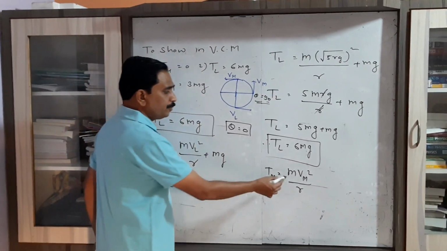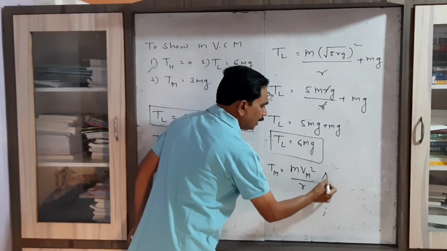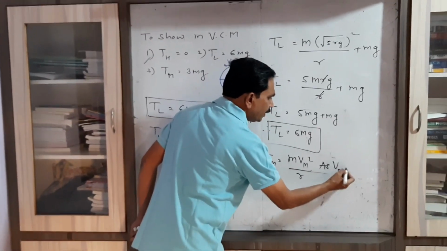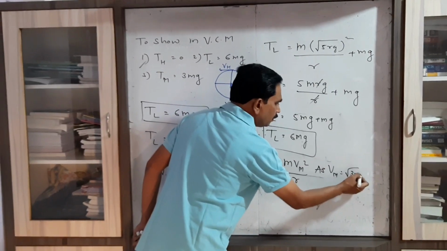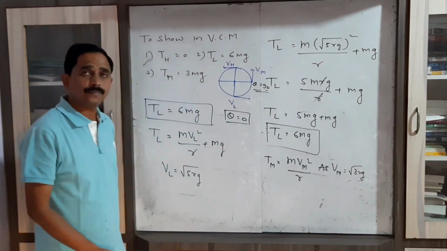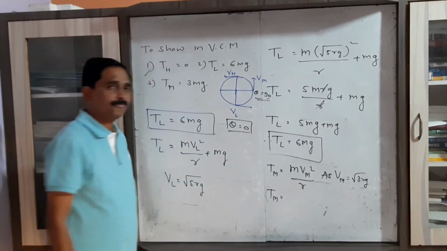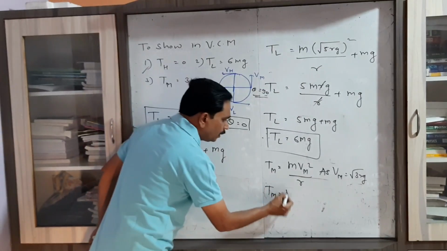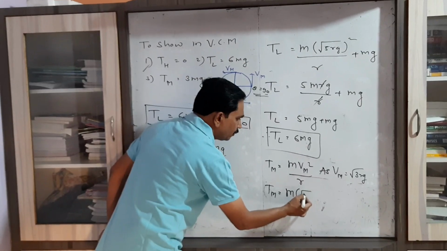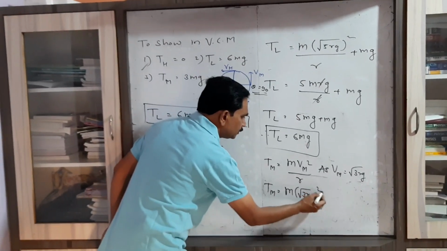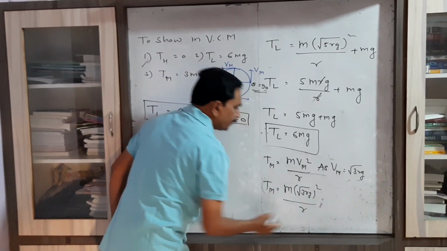Now here you have to put the value of v_m, the velocity at the middle position, equal to under root of 3rg. Now if we put the value, we have the tension at middle position equals m under root of 3rg square upon r.